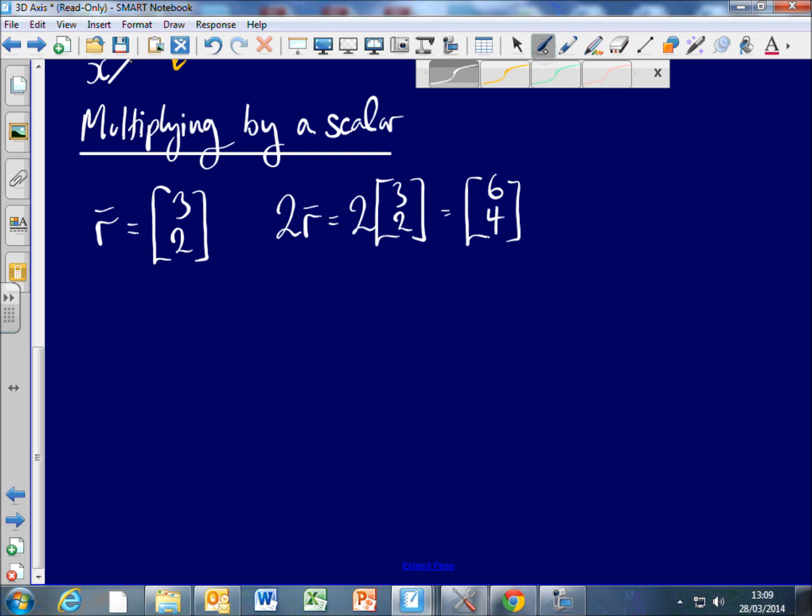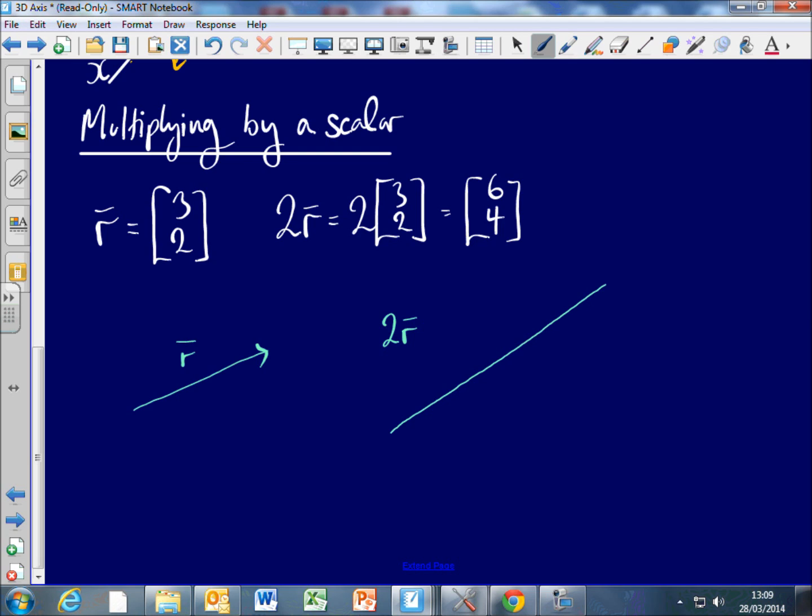Okay, what does this mean if I draw it out? Well, R is going to be 3 across and 2 up, which is something like that. So 2R, what's 2R going to look like? This is now 6 across and 4 up. Yeah, it's just the same direction, but it's now twice as long. So that's what it means in that sense. So if I want to multiply a vector by a scalar quantity, I just multiply all the numbers in the column by that. Or again, I can write this out as 6i plus 4j.